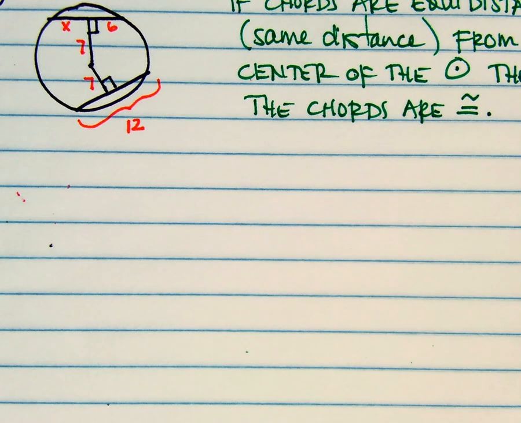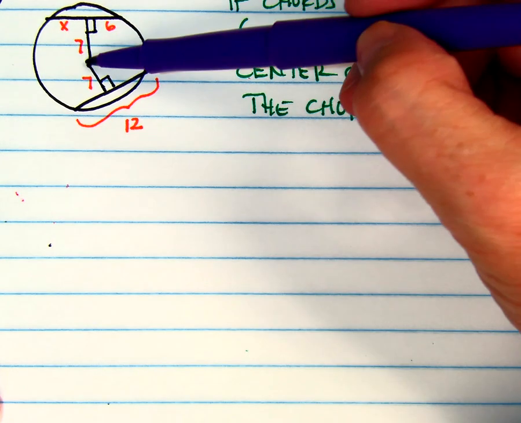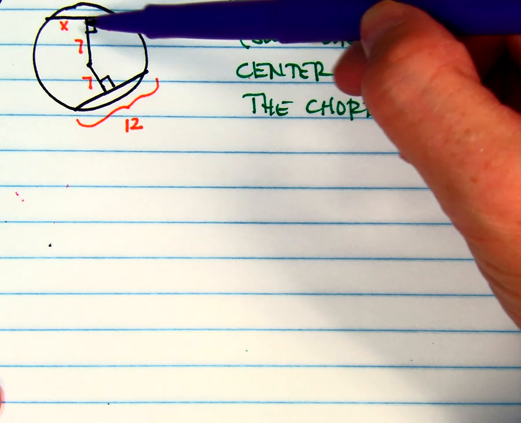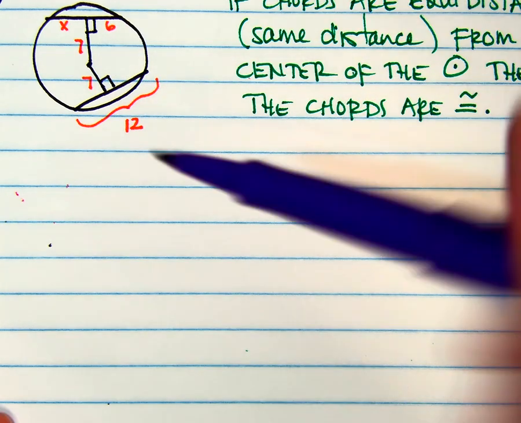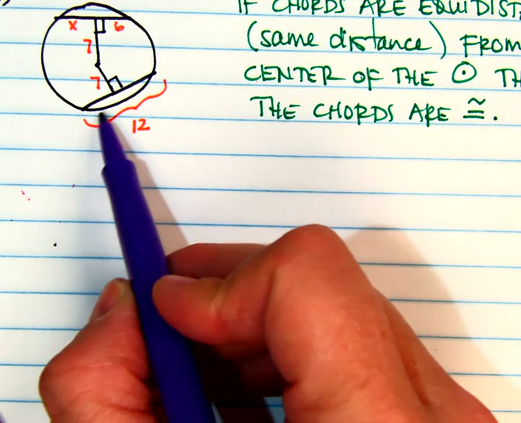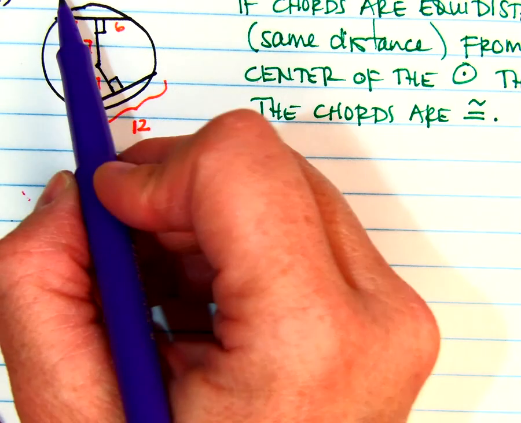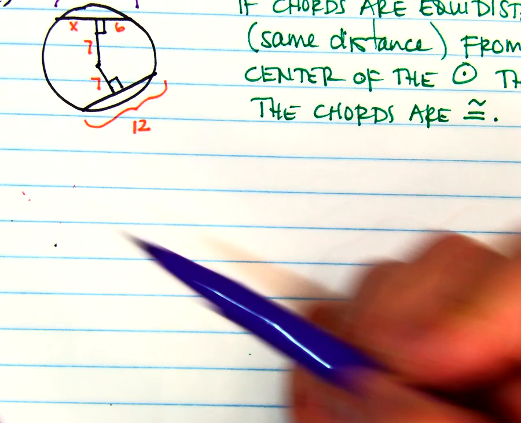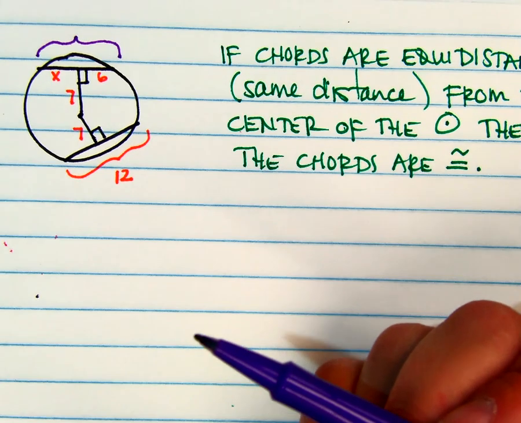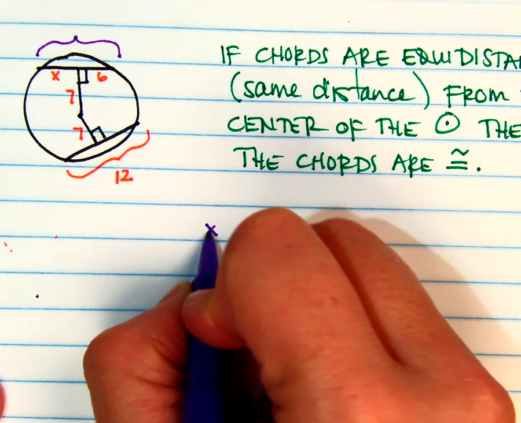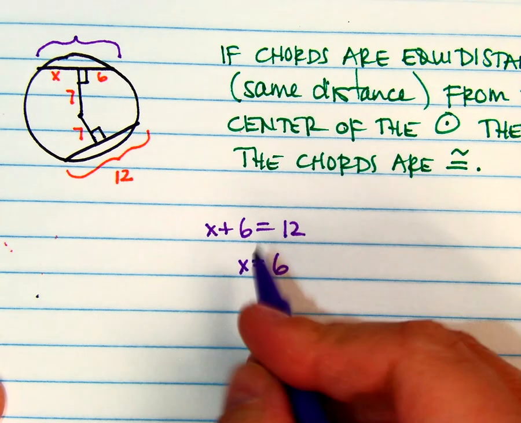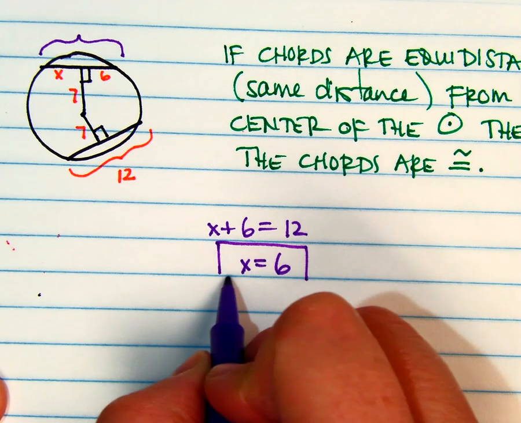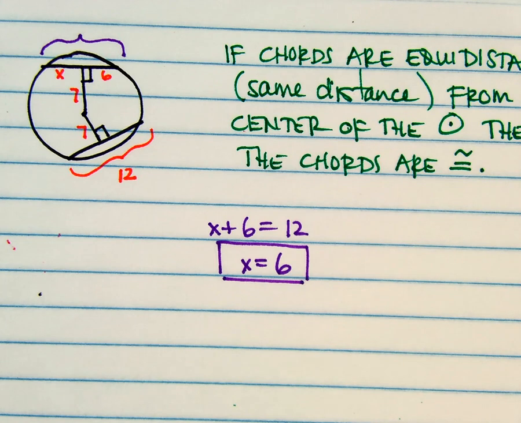Okay, so if I'm looking at distance, this is 7, so this chord is 7 units away, and this chord is 7 units away, so then I know that this piece is 12, so then this piece also has to be 12. So that means that x plus 6 has to equal 12, which means that x has to equal 6.